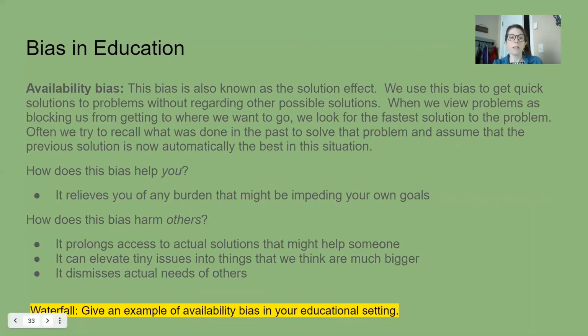The next one is availability bias, and this happens sometimes where you try to provide a solution to something that is happening. It's also known as the solution effect. And again, this is another mind trick. It's like a quick fix, like get rich quick kind of thing, where it gives you the quickest solution to a problem without giving you time to think about other solutions. Or if you have said, well, I thought about all the other solutions and they didn't work. Well, uh-oh, there's your confirmation bias again, because you were probably looking for it to not work, maybe.